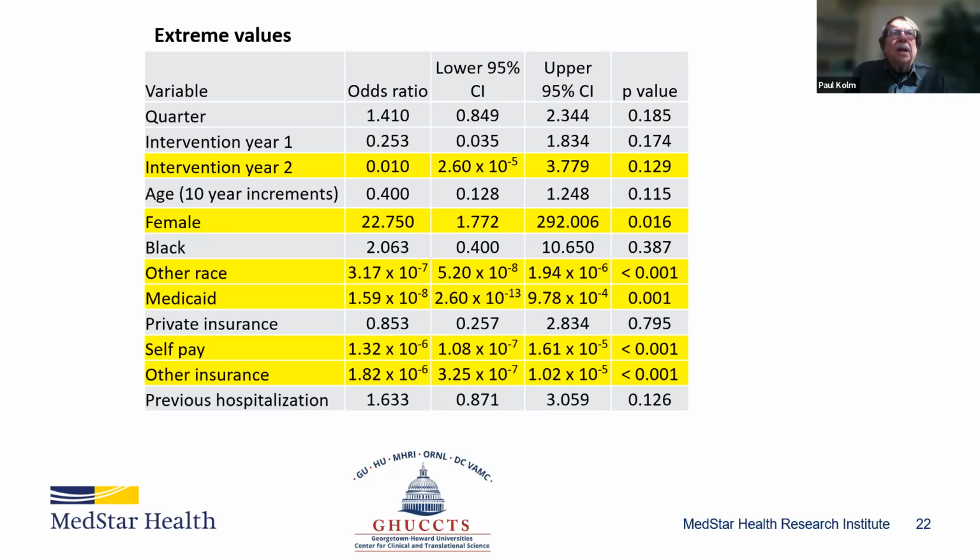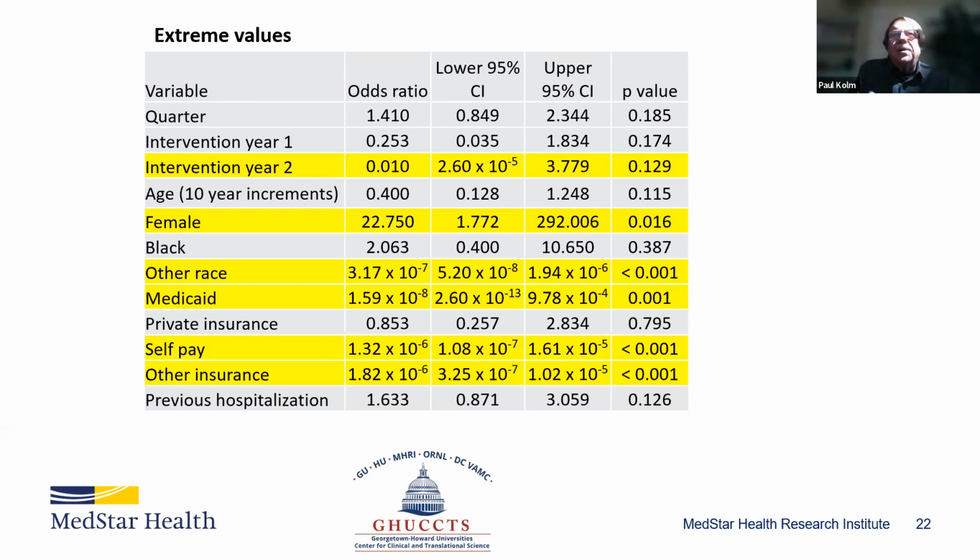One of the things was to look at the intervention in year 1 and then look at it again in year 2. In year 2, you can see that the odds ratio is nearly 0, and the lower bound of the 95% confidence interval is virtually 0. So that means we have some issue with that. That is, the odds ratio is a little bit suspect here. And then you can see that for females, we have a huge odds ratio of nearly 23, and the upper bound is almost 300.